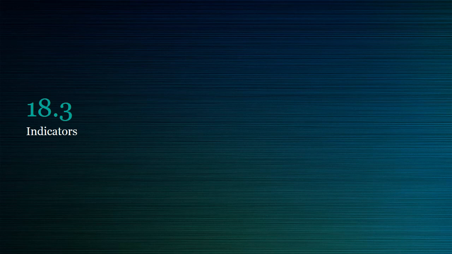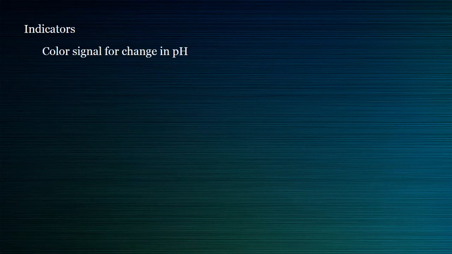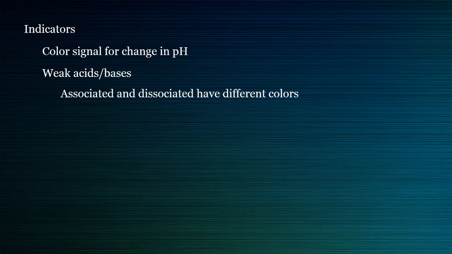Lastly, we are almost done. We have indicators. So what is an indicator? As we discussed prior in 18.3, it allows for a color signal to show that a pH change has occurred within your solution. And actually, indicators are made of weak acids or weak bases, depending on which one you're using. And so their associated and dissociated forms have different colors, and that is what we look at, right?